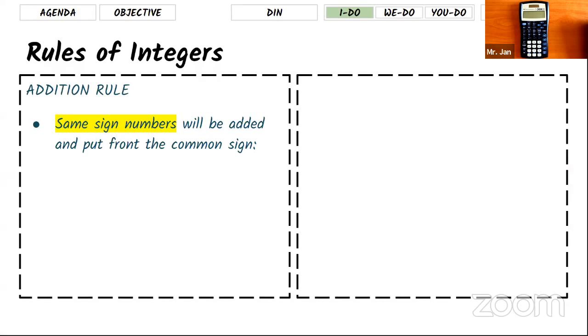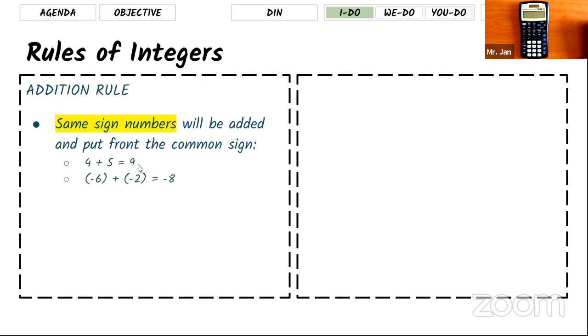Or if you have two positive numbers, when you're adding them, you're going to add the numbers and put the positive sign in front of them. So here's an example. 4 and 5 are positive numbers, and when you add them, because both numbers are positive, your result is also positive, and you just need to add the numbers. Like 4 plus 5 is 9, so it's obvious.